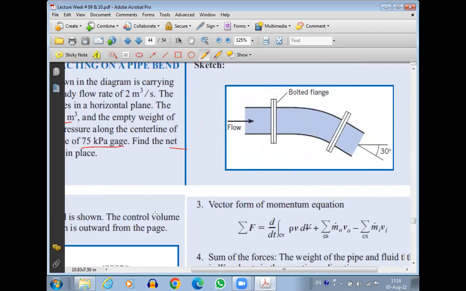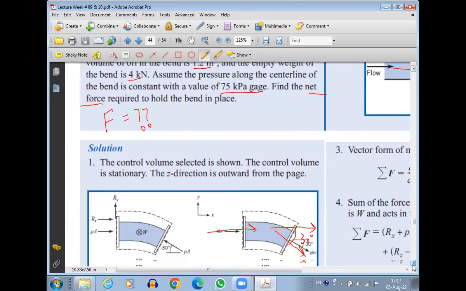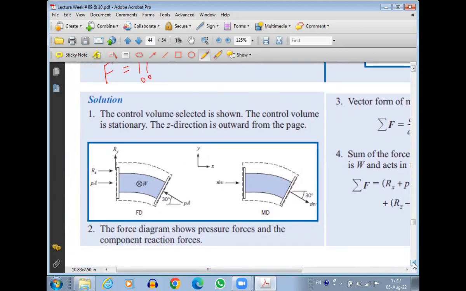Okay, so let me just draw it here. This is the inlet. This is the outlet. So when the outlet is drawn with the inlet, the angle is 30 degrees. I drew it here because I have to rub it from here. So now let's move over to the solution. In order to have the solution, the first thing will be to draw the free body diagram. So that means we need to draw the force diagram and we need to draw the momentum diagram.